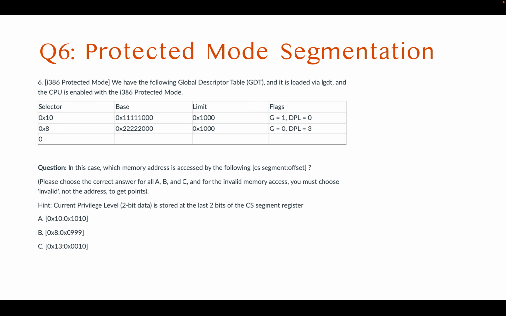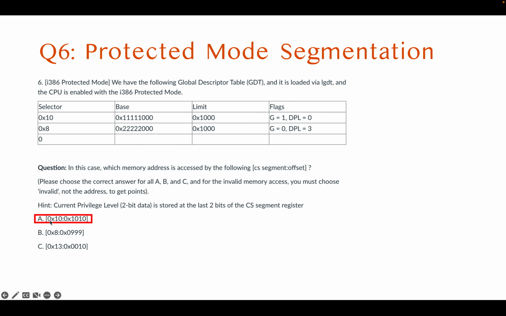Question 6 is about protected mode segmentation. We've practiced this many times, and I will just follow the steps to calculate the address and check whether the access is valid or not with this global descriptor table. So let's start with pair A.